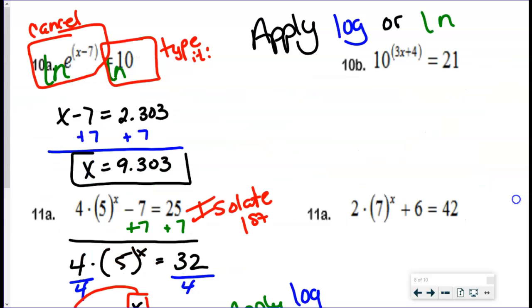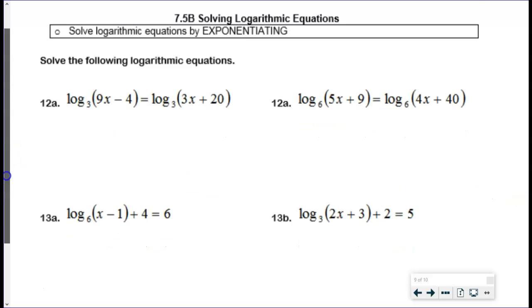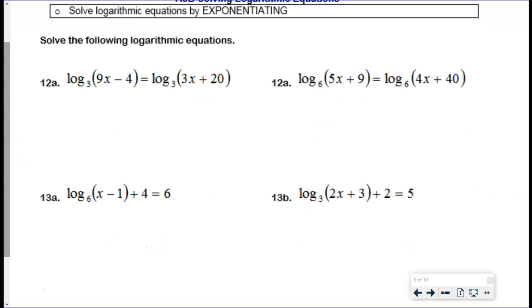Alright. Let's continue on. My favorite, solving logarithmic equations. So you solve log equations by exponentiating the equation. And exponentiating is where you use exponent property and you shove everything up to the exponent. So you can choose any base you want, and you want it to match your logarithm. So like 12a, super easy. This has a base of 3. So this problem, the 3 is now your base, and you shove everything up into the exponent.